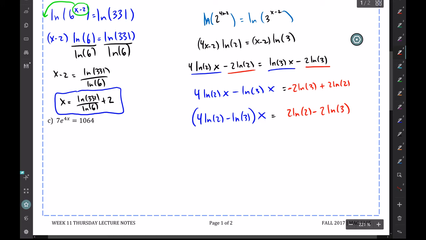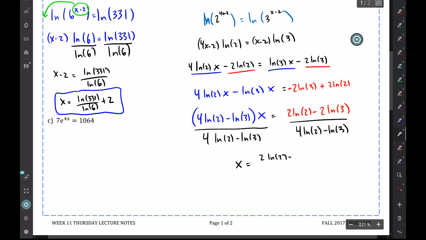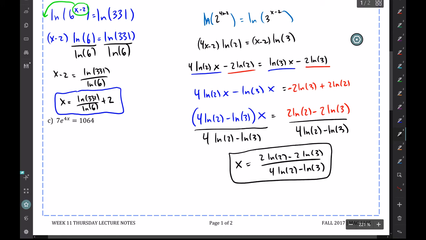And now the last thing you can do is divide both sides by that constant, so 4 natural log of 2 minus natural log of 3. And so now you've solved for x equals 2 natural log of 2 minus 2 natural log of 3, all over 4 natural log of 2 minus natural log of 3. And that's the final answer.